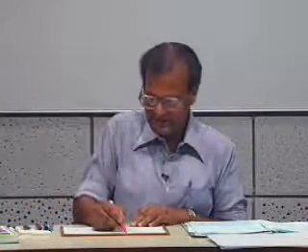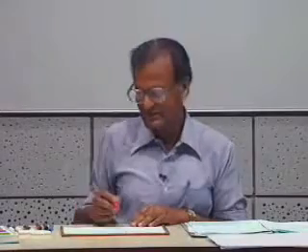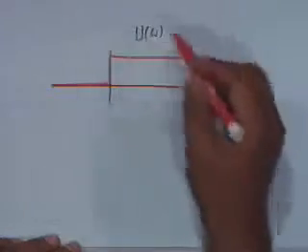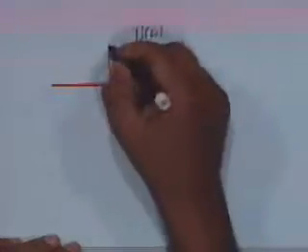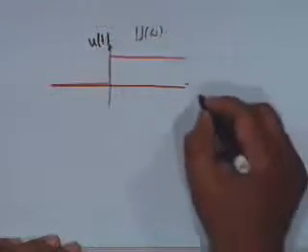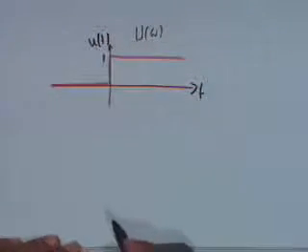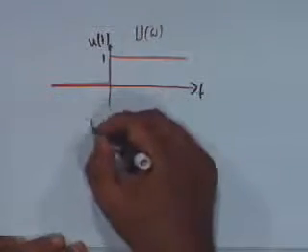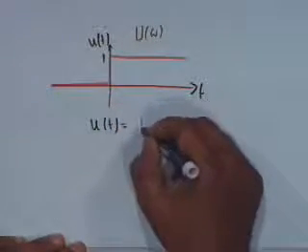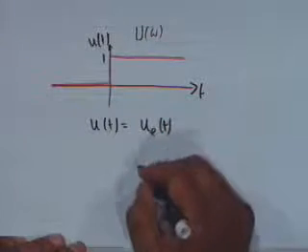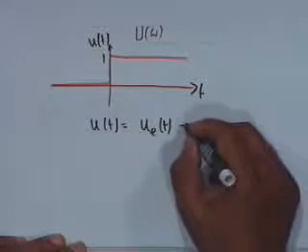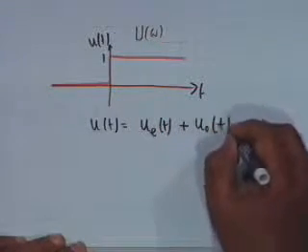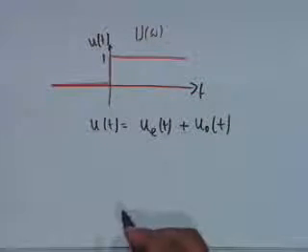u(t) is 0 for t less than 0 and 1 for t greater than or equal to 0. This is my u(t) versus t, and this is 1. Now let us write u(t) as u_e(t), the even part, plus u_o(t), the odd part.